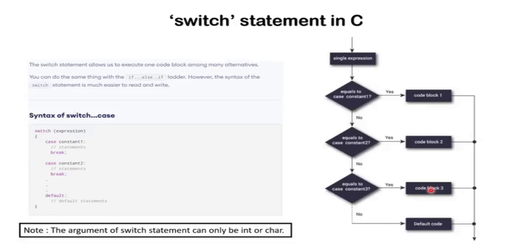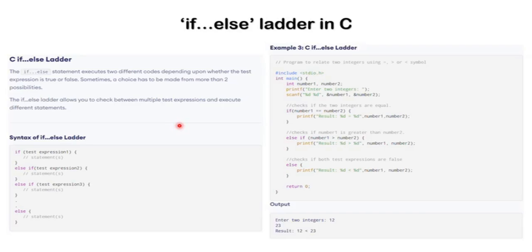Instead of this if else ladder, we can also make use of a switch statement. But in a switch statement, the argument of the switch can only be an integer or char. Only these two are allowed. But in an if else ladder, anything can be allowed. It just depends whether the test expression is true or not.